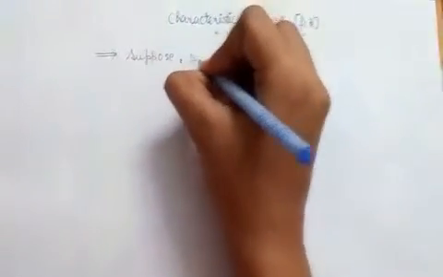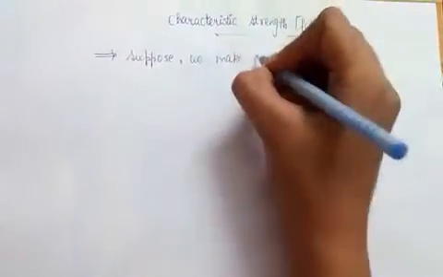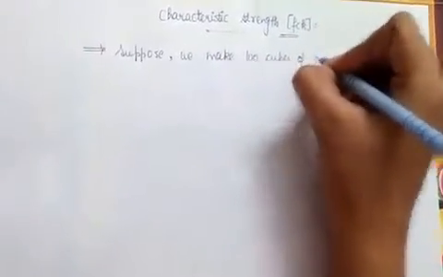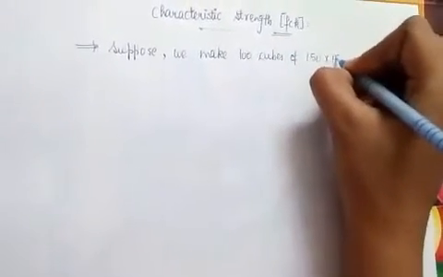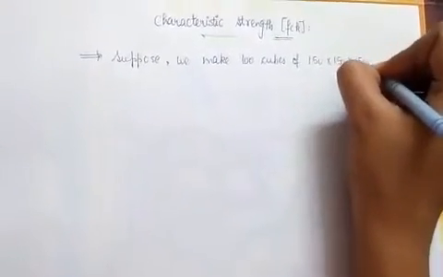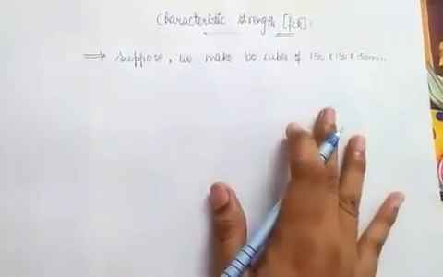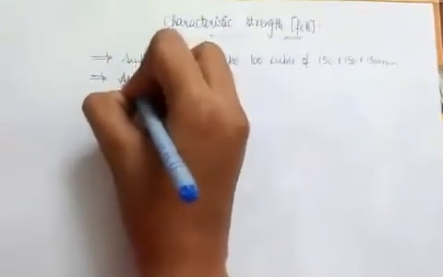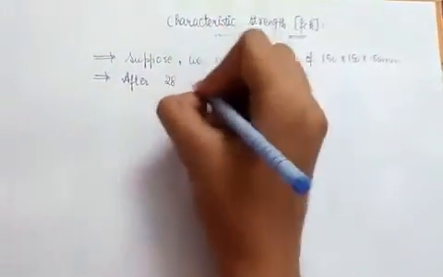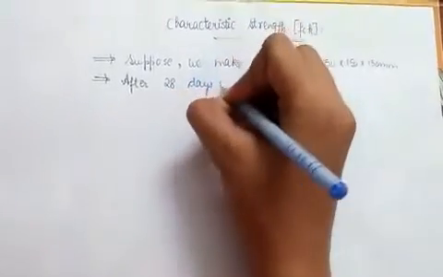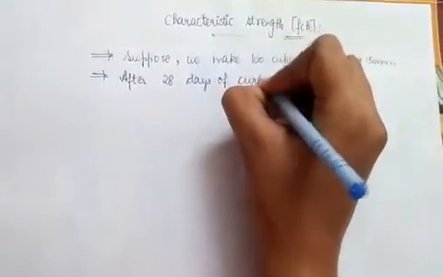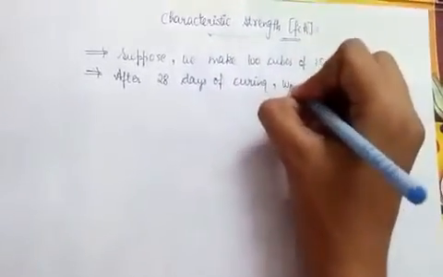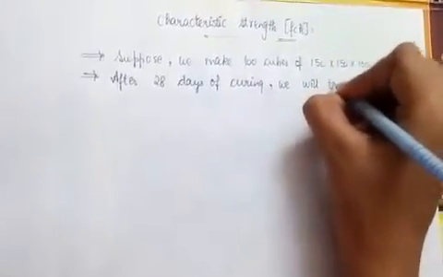Suppose we make 100 cubes of 150 into 150 into 150 mm size of concrete. Now, after 28 days of curing, we will have to test all these cubes.